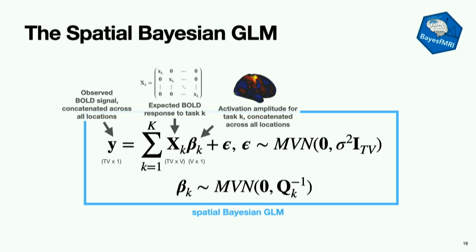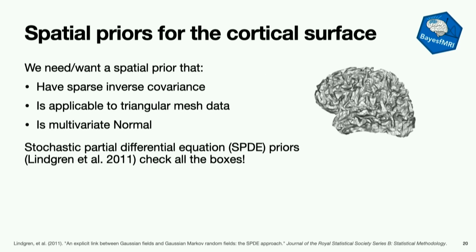So to get a spatial model, we have to put a spatial prior. We're going to put a separate spatial prior on every task in the experiment, every task in the model. And that's going to be a multivariate normal prior with a specific form for the precision, or the inverse covariance.